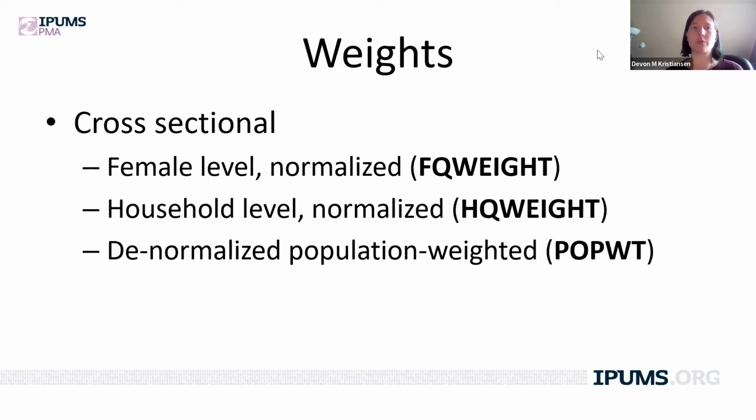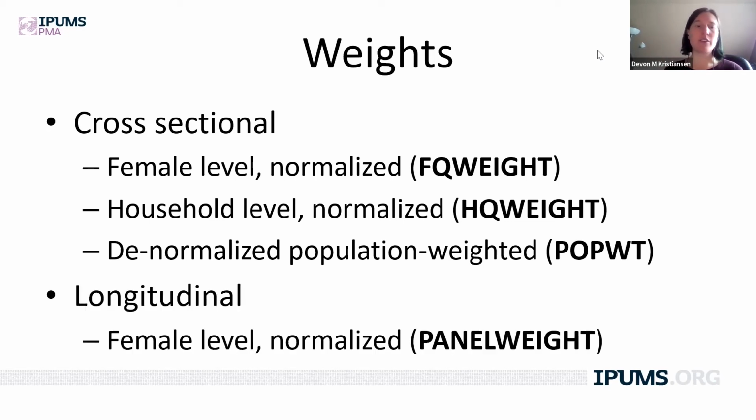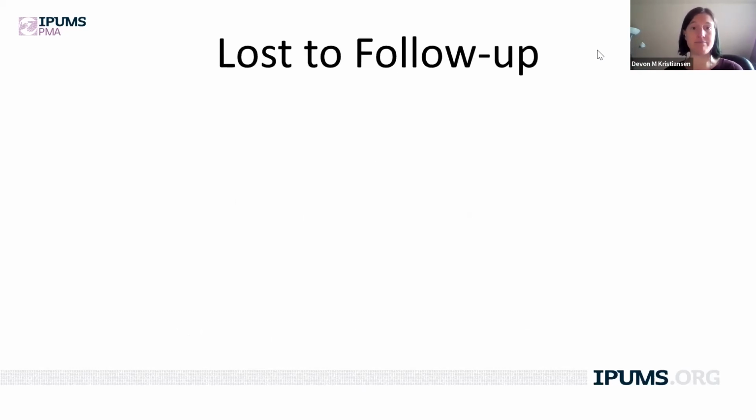If you're pooling multiple countries, we recommend that you use a denormalized population weighted weight created by IPUMS. We call this hot weight. However, if you are using longitudinal data, so using the full file, and you are looking at women who are interviewed in multiple phases, panel weight controls for attrition and loss to follow-up. And so that's what we recommend for longitudinal analyses.